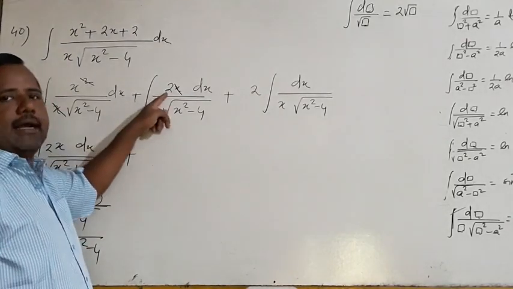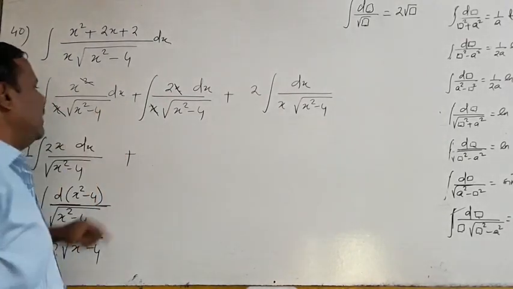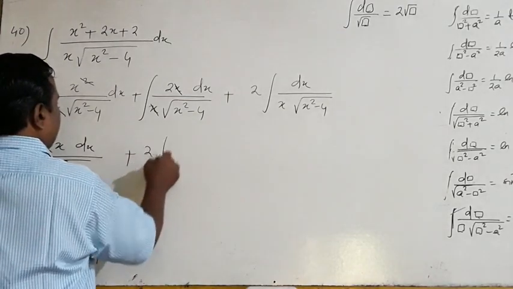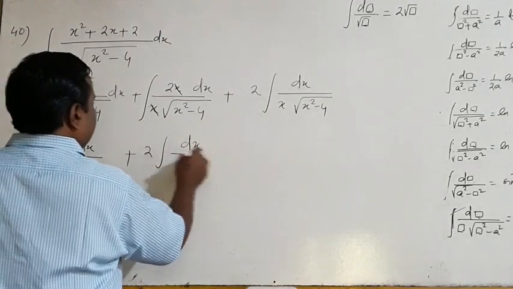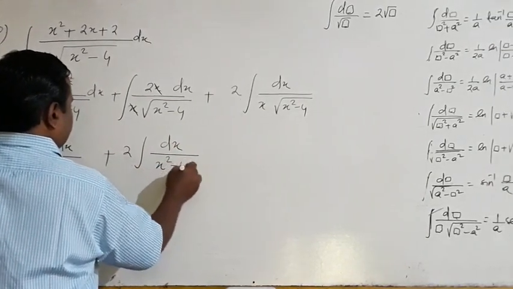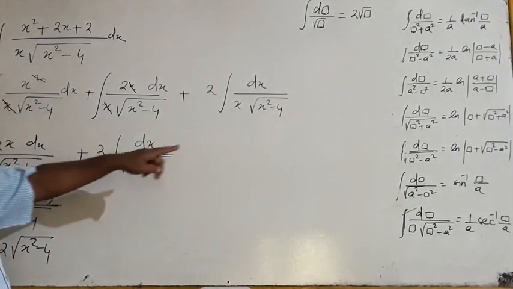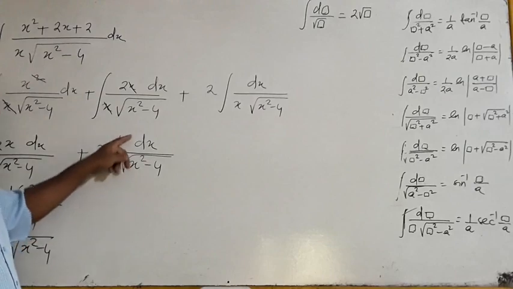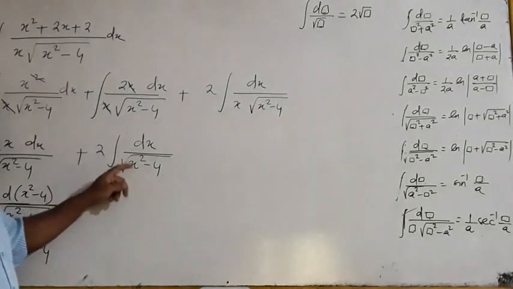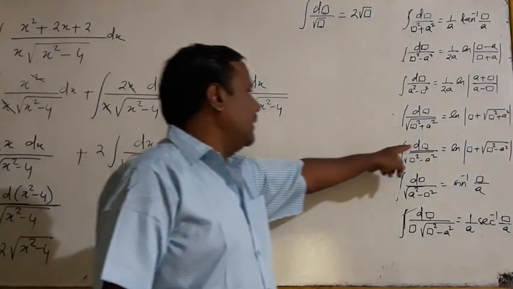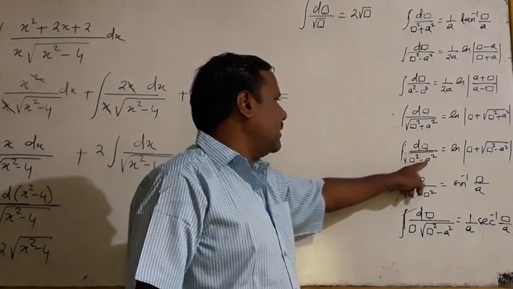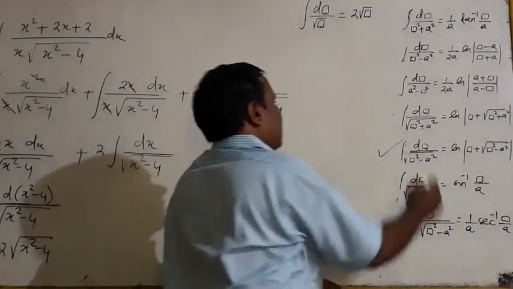अकेला 2 क्या करेगा? बाहर चले जाएगा ना नहीं? So look at here, 2 will go outside: dx by root of x² minus 4. So देखो, look at that, dx by root of x² minus 4. It is your direct formula, so this formula is applicable here.